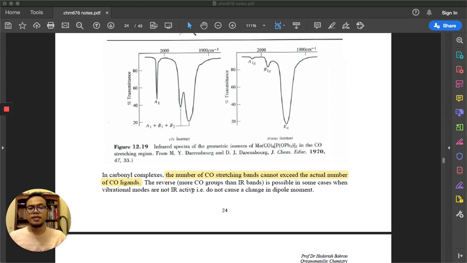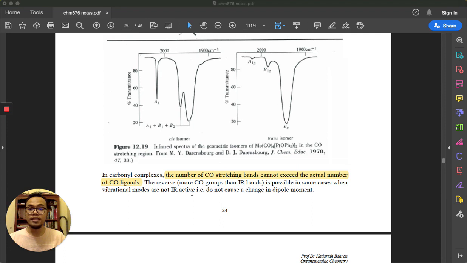Now, in carbonyl complexes, the number of carbonyl stretching bands cannot exceed the actual number of carbonyl ligands. Meaning, if you have 4 carbonyl, you cannot have 5 stretching frequencies in the spectra. If you have 2 carbonyl, you cannot have 3 stretching frequencies on the spectra. But there will be cases where you can get it, where the vibrational modes are not IR active.